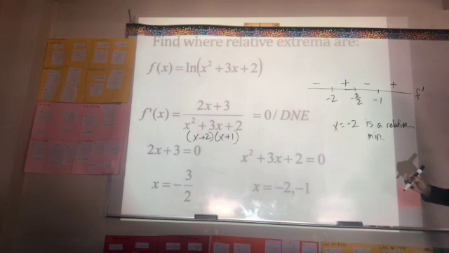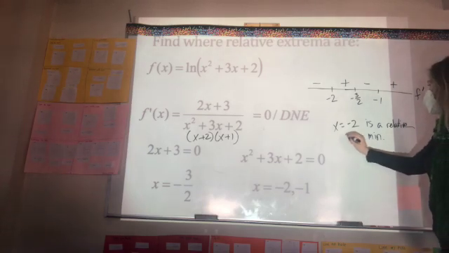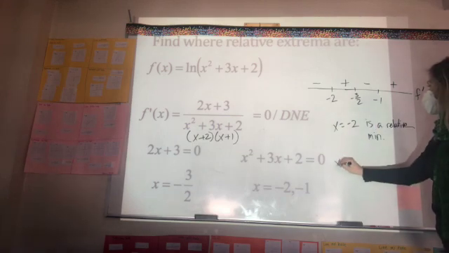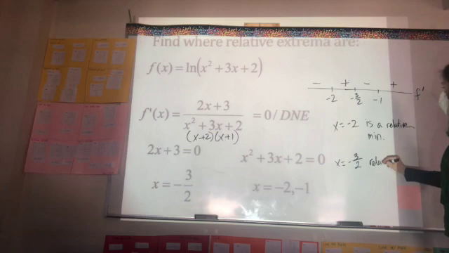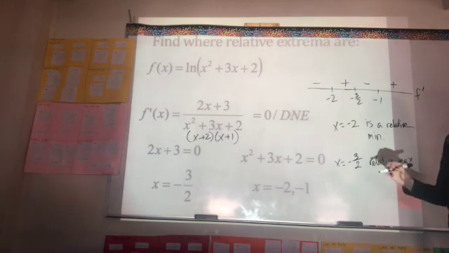You could also say local minimum. It did not ask for the justification, but what would the justification be? Because f prime changes from negative to positive. Okay, what about negative 3 halves? Yep. Because f prime changes from positive to negative.